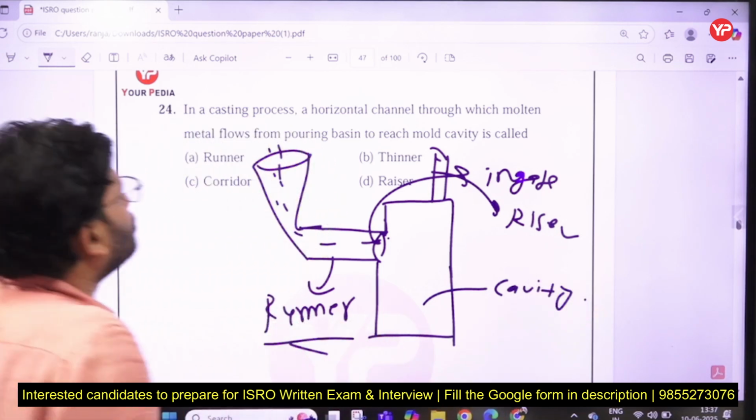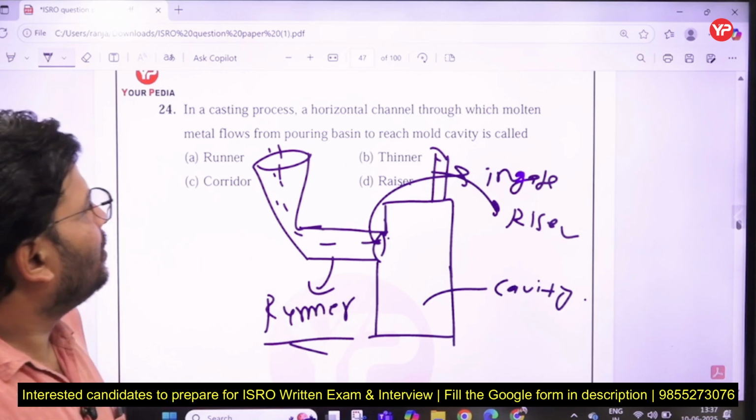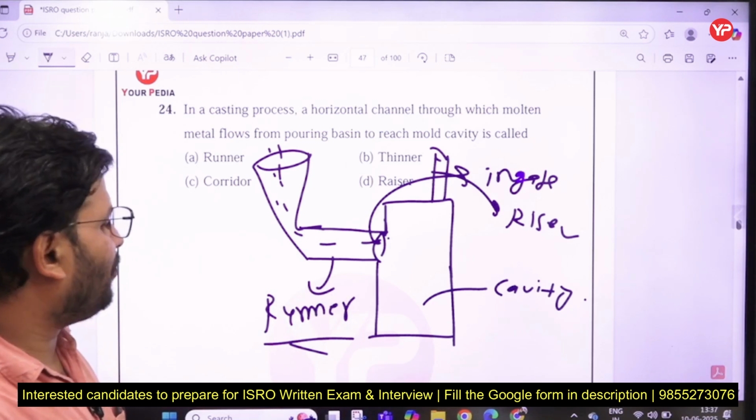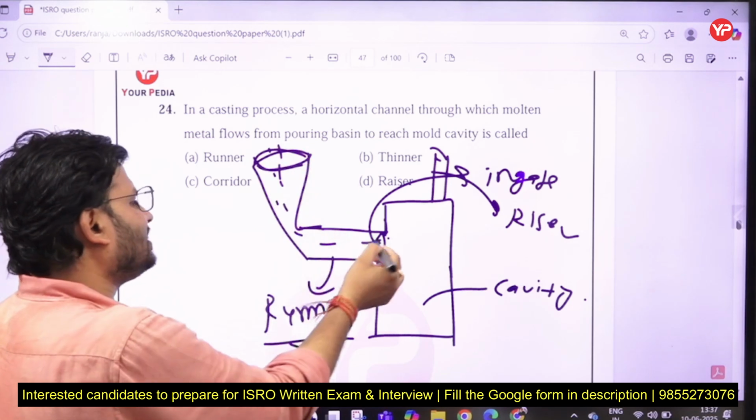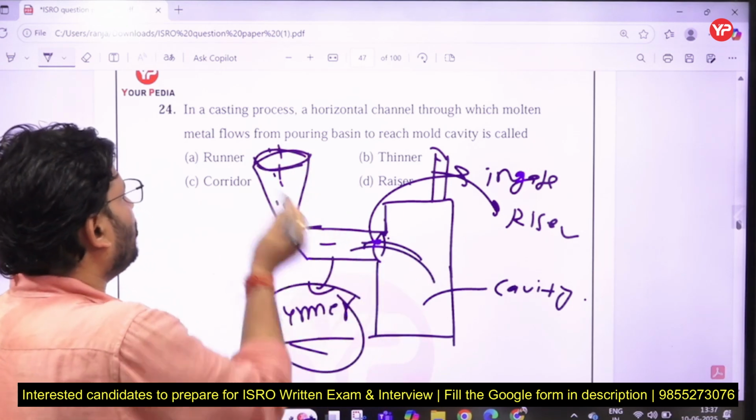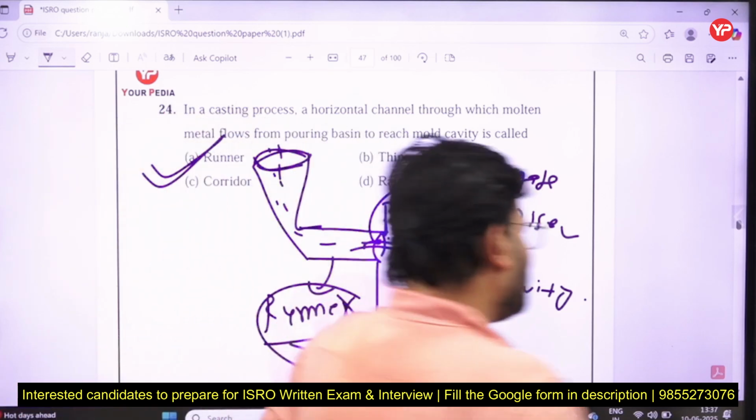So in a casting process, this runner is the horizontal channel through which molten metal flows from the pouring basin to reach the mold cavity. That is the pouring basin, and this is the mold cavity. So this will be called the runner.